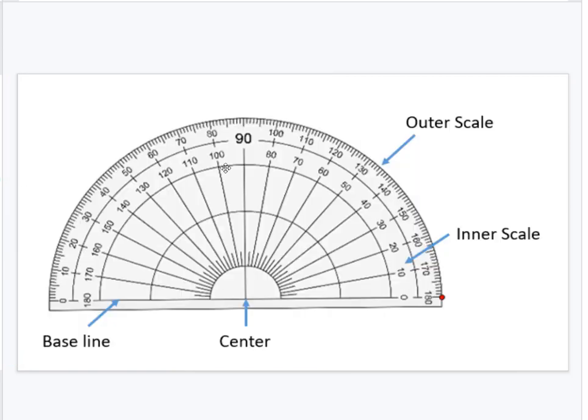So if I look over here again, here's our center point. This is where we line up that vertex, that endpoint where the two rays meet. And we put the protractor on top of that point. There's the center. And here's the outer scale, and here is the inner scale. Again, you find out what scale you need based on the direction the angle is going.